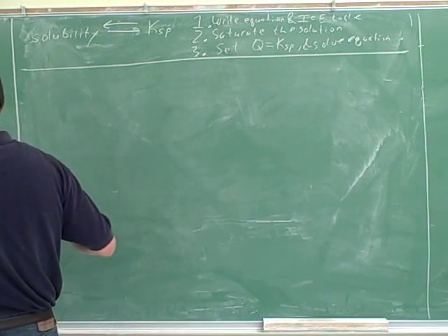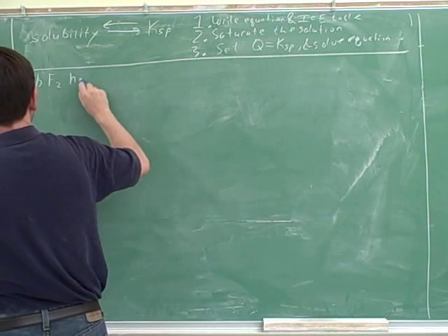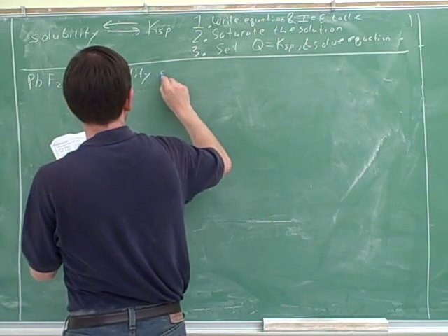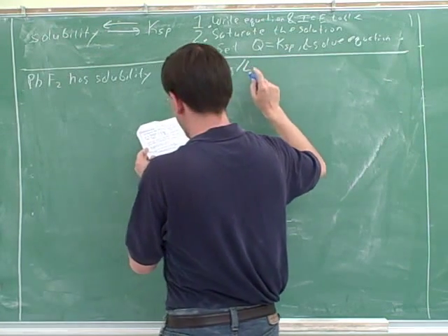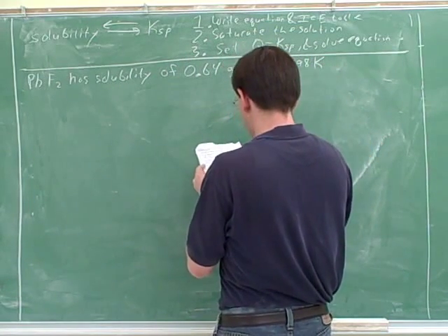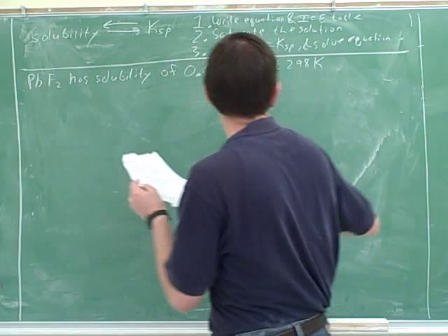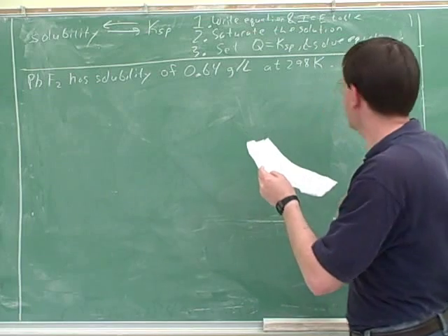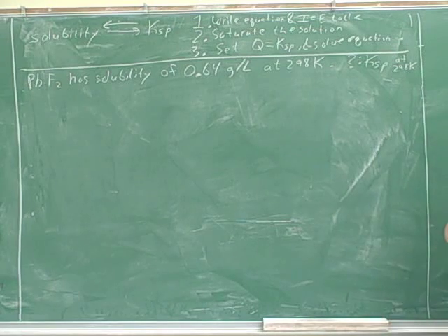Okay, so let's say that lead fluoride has a solubility of 0.64 grams per liter at 298 Kelvin. And the question is to figure out the KSP at 298 Kelvin. So we'll mainly go through this together.